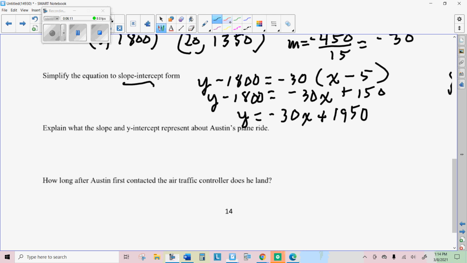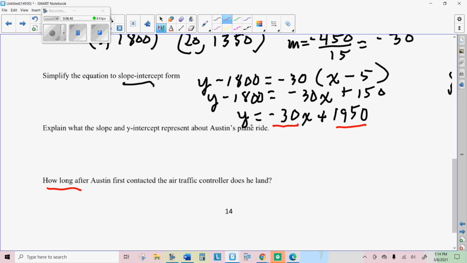All right, so here's the equation you should have got. If you didn't get that, check and see where your mistake is. This negative 30 means he's descending at a rate of 30 feet per minute. And this is the initial altitude that he was flying at, 1,950 feet. And so our question is, how long after Austin's first contact with the air traffic controller does he land? So he's decreasing at a rate of 30 feet per minute, and he started at an altitude of 1950.